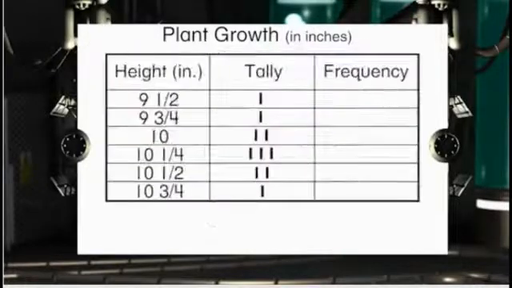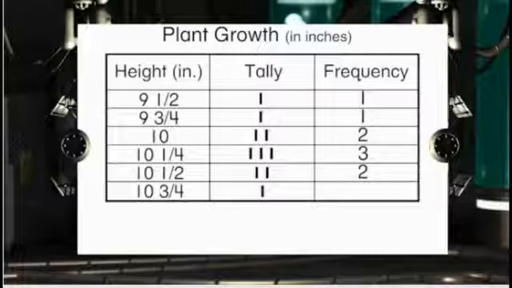Now we count the tallies for our frequency. So, 9 1/2 has 1, 9 3/4 has 1, 10 has 2, 10 1/4 has 3, 10 1/2 has 2, and finally 10 3/4 has 1.